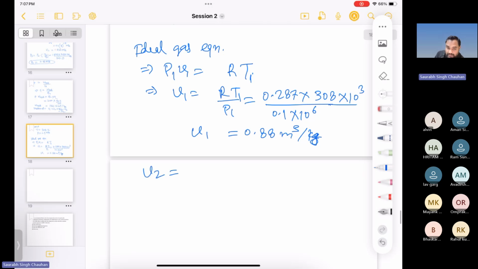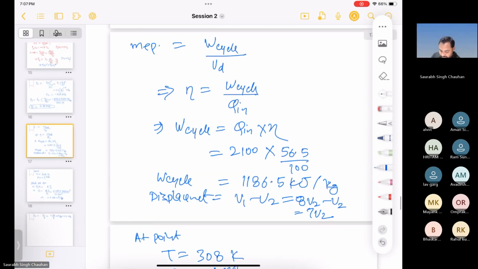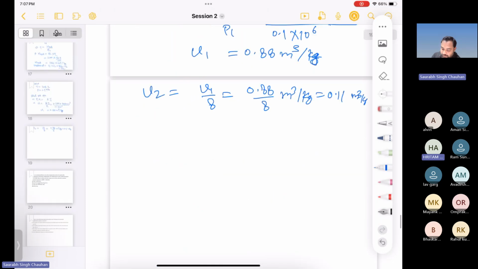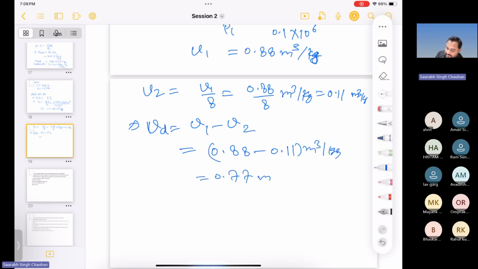And V2 will be how much? V1 by 8, right? 0.88 by 8 meter cube per kg. So this will be 0.11 meter cube per kg. What did we have to find? Displacement volume we had to calculate, right? So Vd, or displacement volume, will be V1 minus V2. So 0.88 minus 0.11 is 0.77 meter cube per kg.